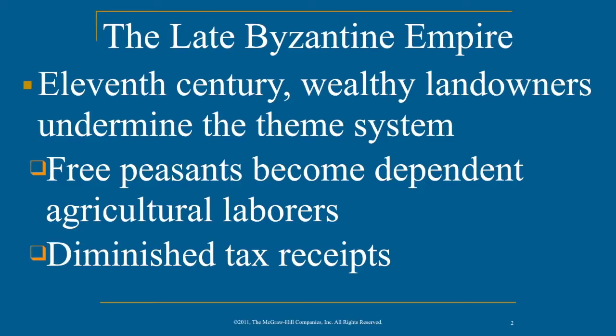This led to diminished tax receipts. Under the old system of the theme system, the peasants were able to work as free laborers, or people working for themselves. We would call them maybe independent contractors today. And what they would do is they would collect or farm their goods, and then they would pay taxes on those goods to the lords of that area, or the person in charge of that area, and they would pay those taxes, which would then lead to helping that lord have a standing army or more money or just more stuff. This diminished tax receipts started to undermine the theme system, and it'll transition into another system that we'll talk about in a bit.